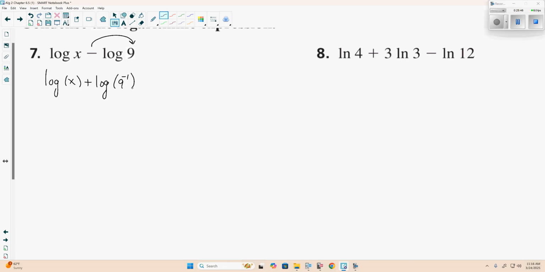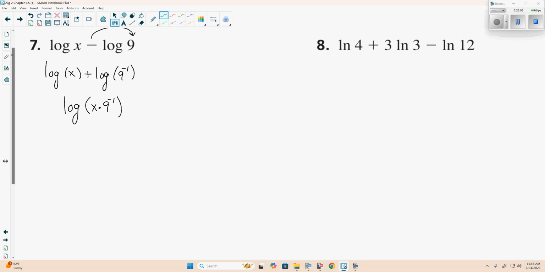Since we have two things being added together, we can rewrite it as a single logarithm with what's inside being multiplied. And the last thing we need to do is fix our exponents, because we can't leave any exponents negative, which means we'll move the 9 from the top of the fraction to the bottom. And that's it. Yeah, that's as simplified as it gets.